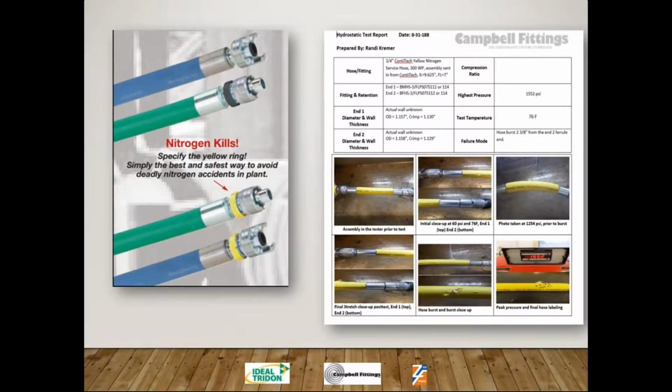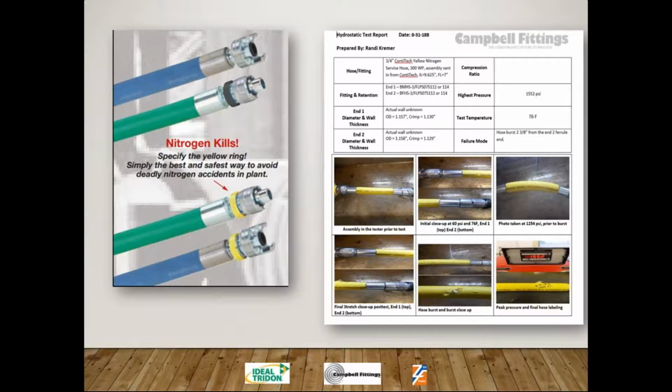Here's a sample test report for the Bose fitting. We also make a yellow ring that specifies, it says for nitrogen use only. So one of the things you want to get into is line dedication with an end user. If they're using a universal fitting on everything, it could lead to problems with crossing the lines. So we have this yellow ring that we want to hopefully specify for nitrogen service.